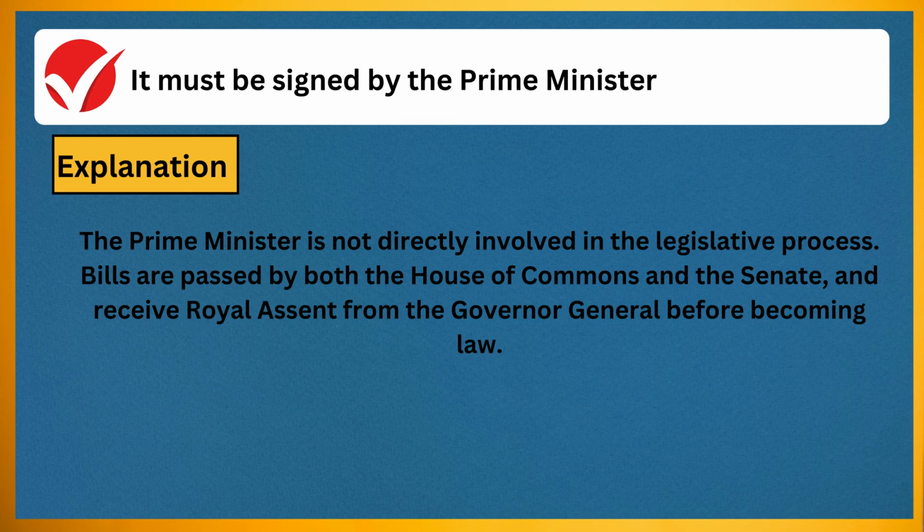The correct answer is it must be signed by the Prime Minister. Explanation: the Prime Minister is not directly involved in the legislative process. Bills are passed by both the House of Commons and the Senate and receive royal assent from the Governor General before becoming law.